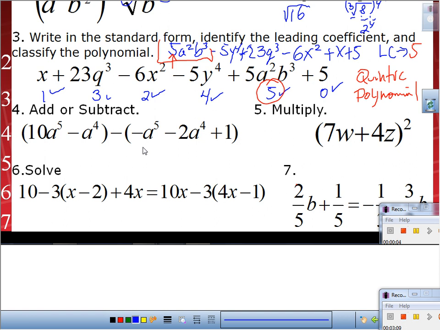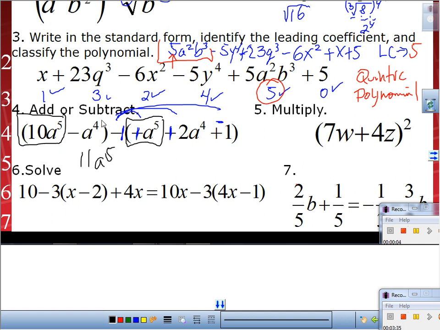Number 4. This one. It says add or subtract. What are they doing? They're subtracting, but we know that there's an invisible what? So you need to distribute that to each term, so this becomes a positive, and this one is negative. I'm going to start with the one with the highest degree. What's the highest degree? The 5th, 10a to the 5th, plus 1a to the 5th, that's 11a to the 5th. From there, negative 1a to the 4th, plus 2a to the 4th, that's positive 1a to the 4th, and I bring down minus 1. And we got that. Okay, so far so good.